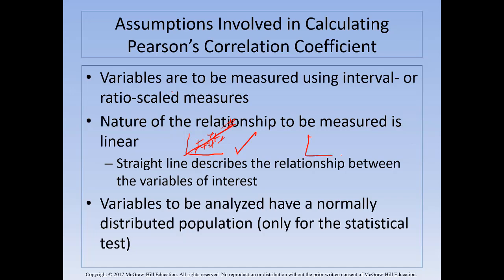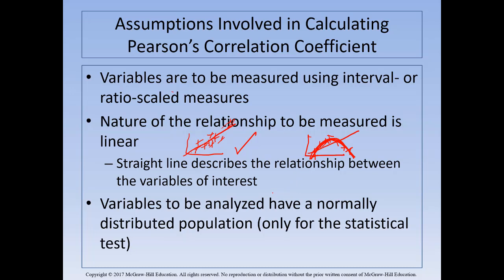But if we've got the curvilinear, which I showed you before, then you can still calculate a Pearson correlation, but it would try and fit this line and would say, hey, this is a really bad relationship, but in fact you do have a really strong relationship. It's just on a curve. So it really needs to be a straight line.